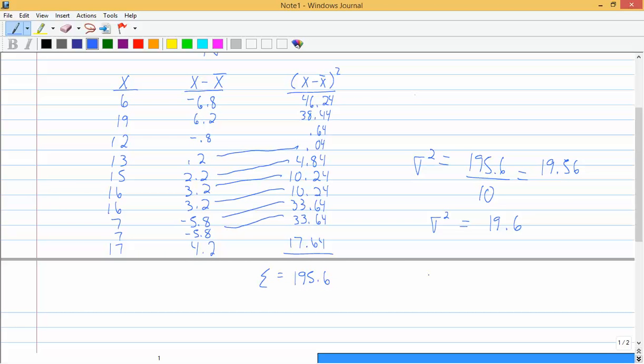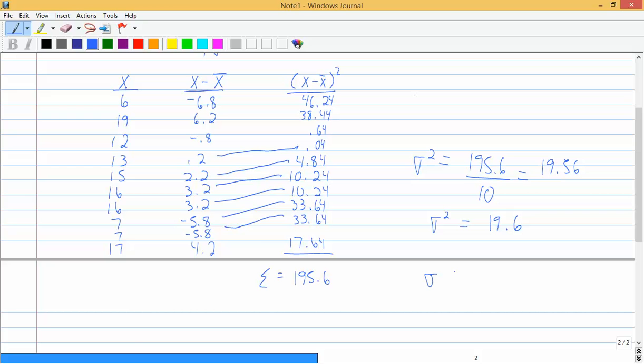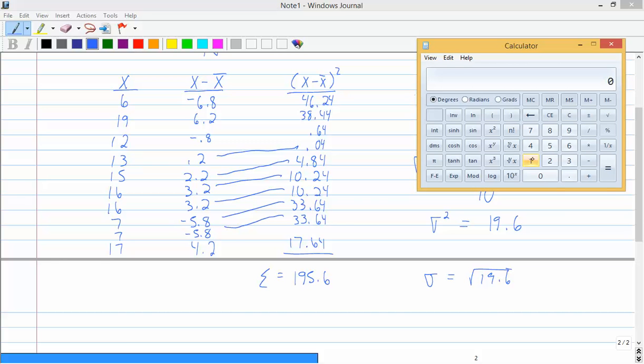Population standard deviation, its symbol is actually just sigma, and that's because population standard deviation is the square root of population variance. So it's going to be equal to the square root of 19.6. Okay. We'll take the square root of that, and I want to round to one place again. That's the rounding rules, because you do one more than the original set of data. So that's 4.4.